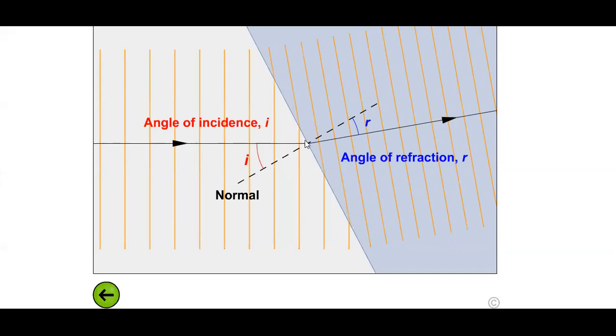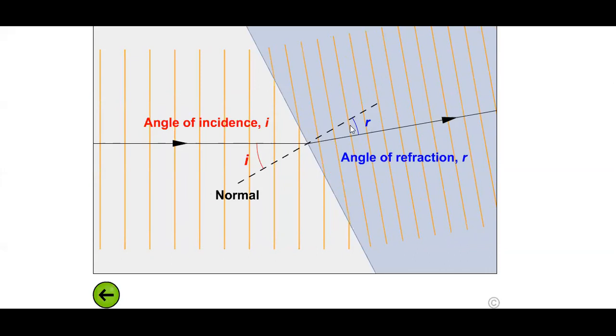It would hit this boundary right here. You'd have a normal line on both sides of the boundary. The normal line is always going to be perpendicular to the boundary between the two mediums. The normal line doesn't technically exist, so of course it's always a dotted line. And then you'd have to play around with your angle of incidence and angle of refraction.